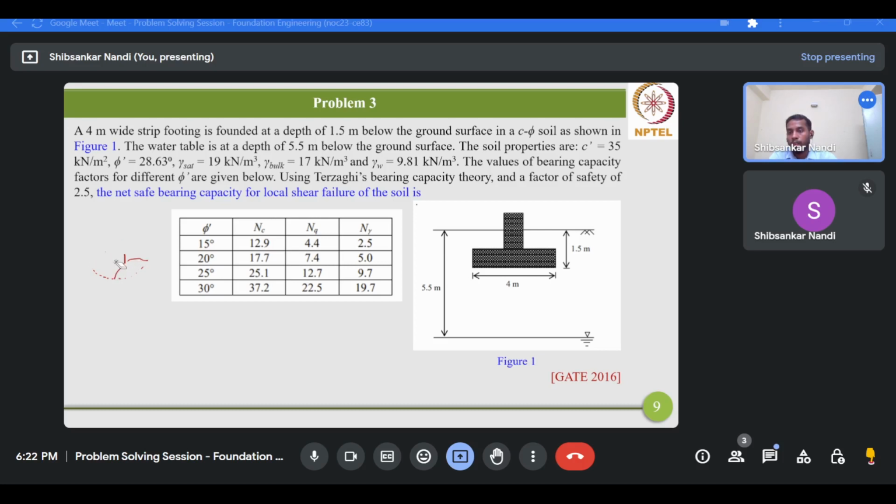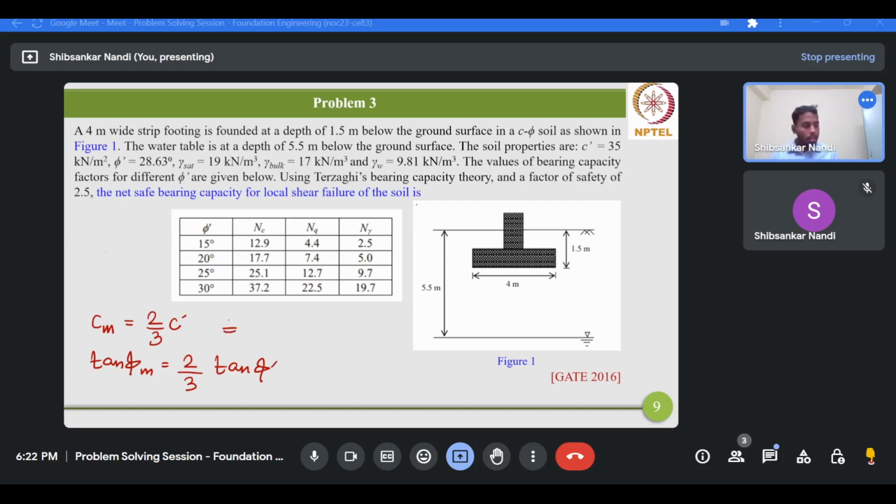So what Terzaghi considered is basically to assume the mobilization of the shear strength parameters in this fashion: the mobilized cohesion is 2/3 of the available cohesion, and the mobilized friction angle, tan phi m, is 2/3 of tan phi. C and phi are the available cohesion and angle of internal friction. So it's very important to calculate these values first.